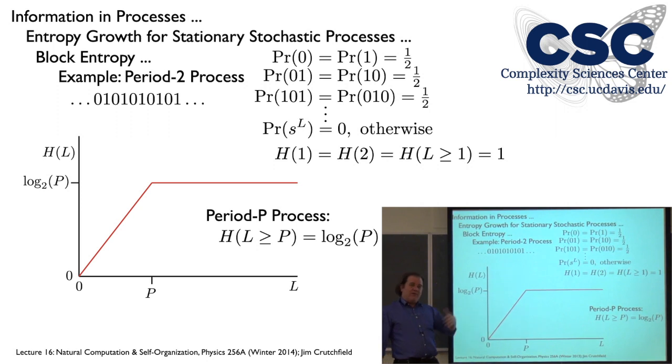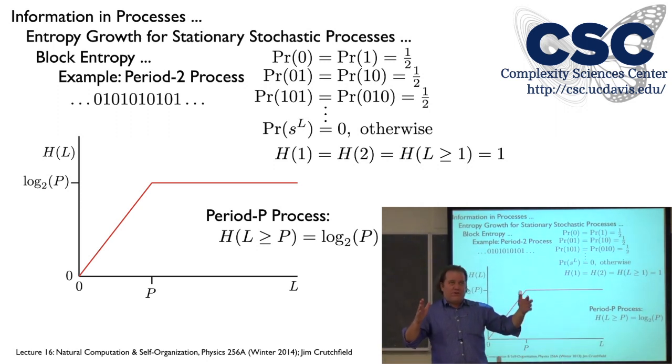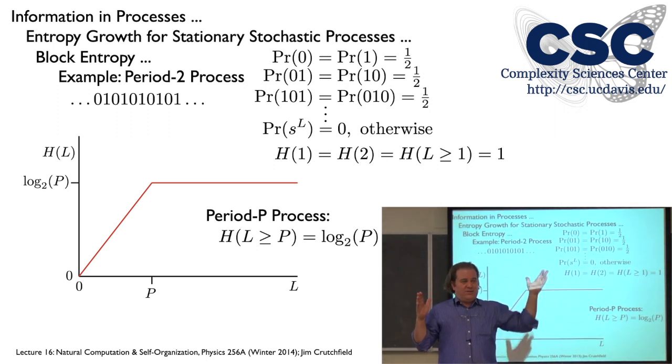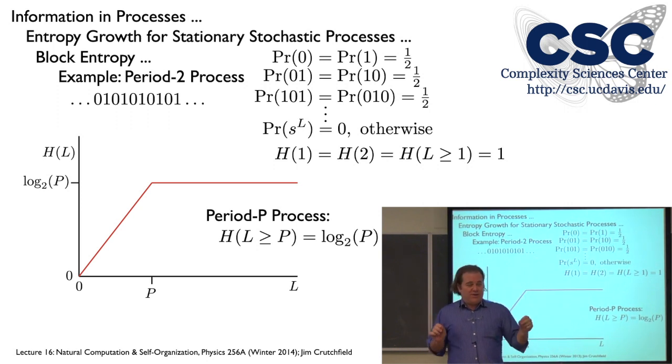Again, why? Well, if I'm looking at sufficiently long words, longer than the period, I just argued that a period P process only has P distinct words that occur. They all occur with equal probability. They're all shifts of each other. So now I have P events, equal probability, plug that distribution into the sum of P log P, and it's log of P.